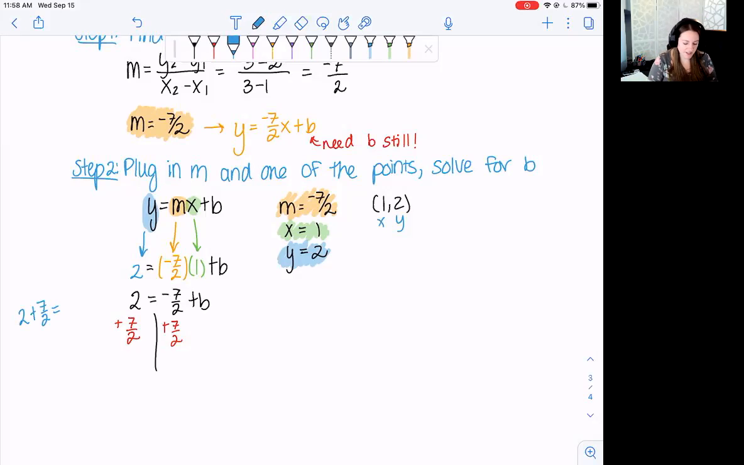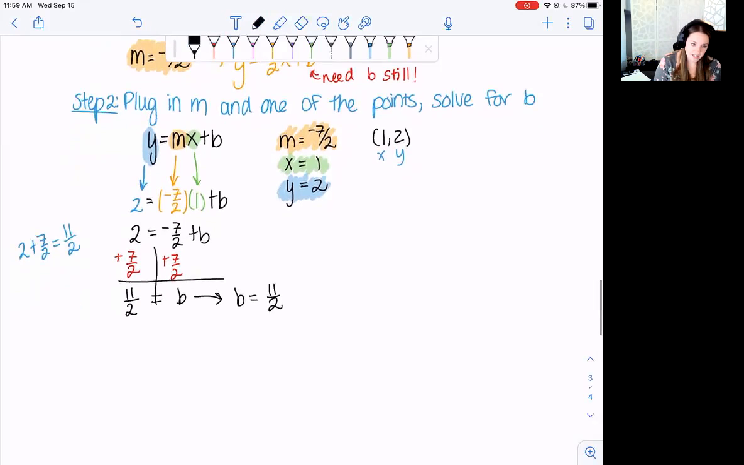I'm not going to talk about how you get it. If you want to know how to add fractions by hand, there's videos. Otherwise, use your calculator. So you get 11/2 is equal to b. b equals 11/2. The last step, now that you have b and m, you just plug them into y equals mx plus b.